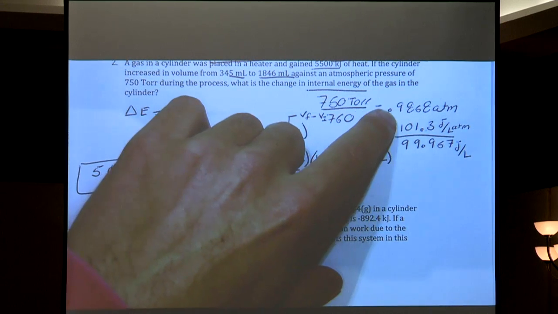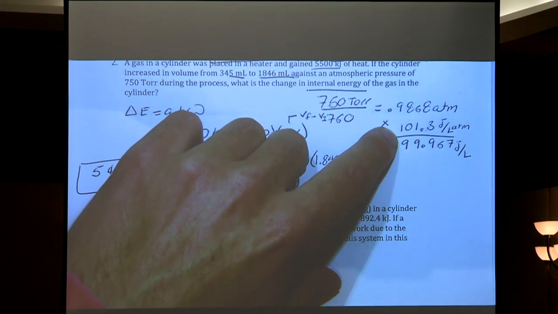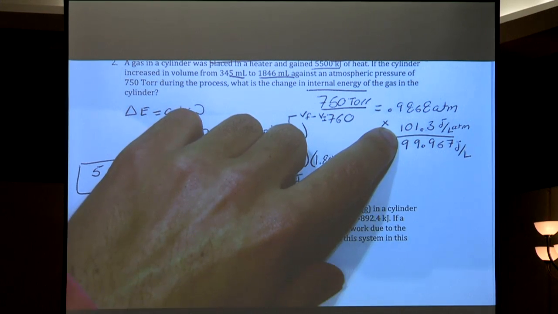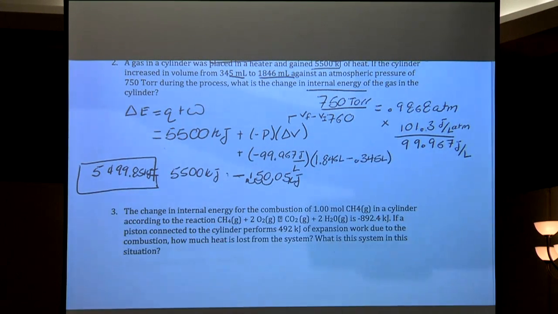Right here, I multiplied my atmospheres by my conversion factor that you do have to know, which is 101.3 joules per liter, and then you get 99.7. Because remember, the conversion factor is joules per atmospheric liter. See here, joules per atmospheric liter. You're multiplying out atmospheres, and you're left in joules per liter. Okay? Any other questions? I know this one's a little more involved than a standard delta E problem, but I'd like you to be over-prepared. All right, let's keep going.